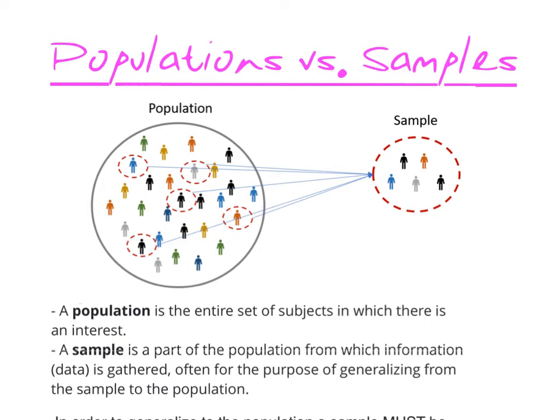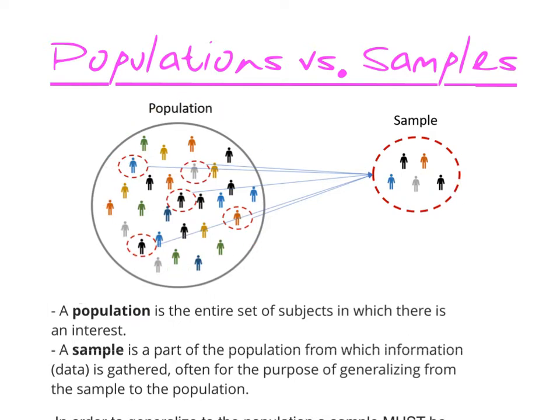Everyone, in this video I'm going to describe the differences between populations and samples. Basically, a sample is a selection of people, things, or whatever you're studying from a bigger group, which is the population of people, things, or whatever you're analyzing. So a sample is a small selection that we want to represent the population.